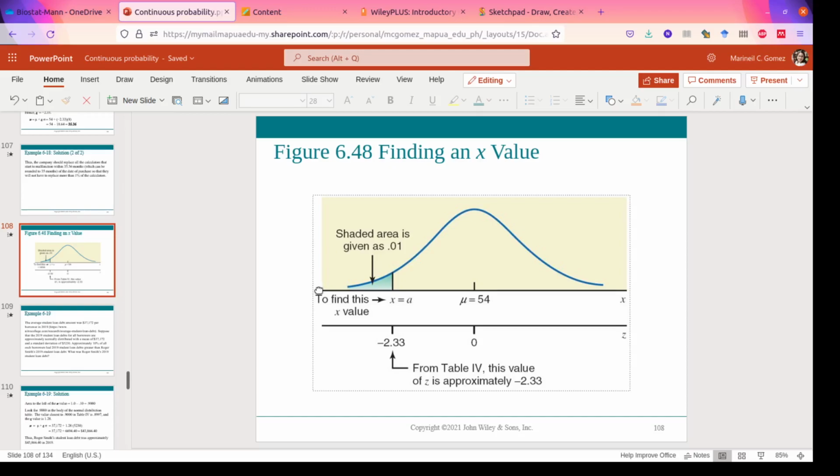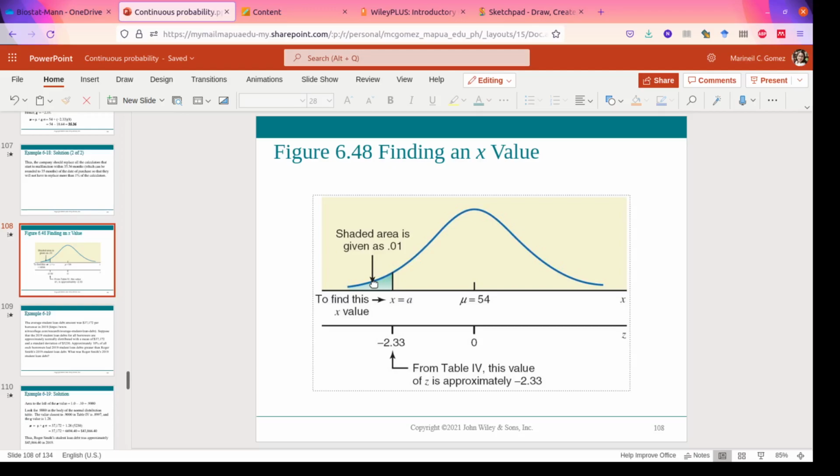So what is the probability of getting a calculator that will malfunction before the warranty time? It should be 1%. So the shaded area to the left must be 0.01. That means the calculator should malfunction within the warranty period only 1% of the time. There's only a 1% chance of the calculator malfunctioning during the warranty period. That's what they are looking for.